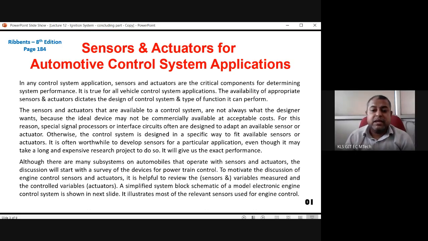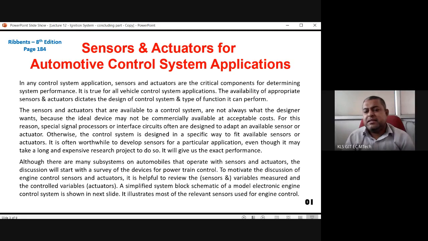So there are two things: the sensors and measured variables, and the control variables or actuators. The sensor or measured variable goes toward the inside of the ECU. It goes from the external to the inner control part of the vehicle, and there the decision is made about what is to be done. Suppose the speed of the vehicle is less and is to be increased. First the speed is sensed, and then the signal is taken towards the ECU.